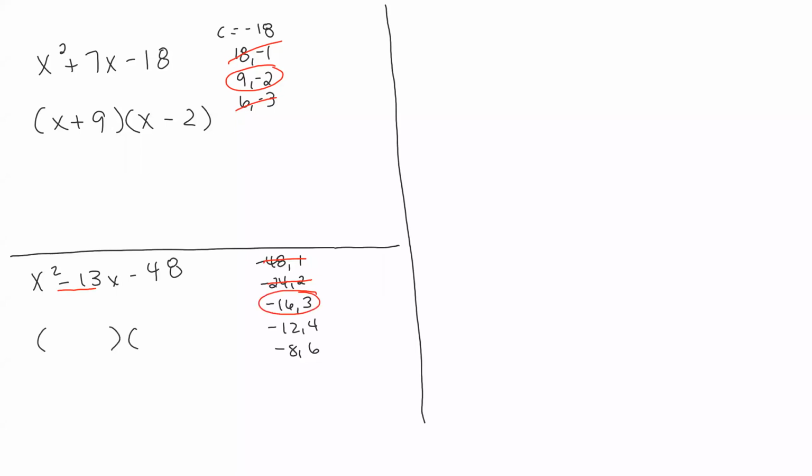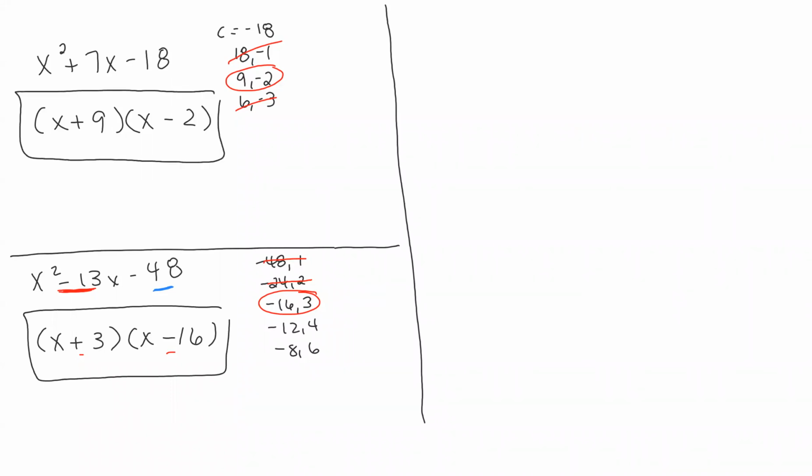So we start two binomials, each with an x, and then we fill in those factors. Again, it doesn't matter which binomial gets which factor, but the sign in front of the factor does matter, okay? So again, we were looking for two numbers that when we multiply, we get negative 48, but when we add, we get negative 13, and those factors are positive 3 and negative 16. So that's your final answer, okay?